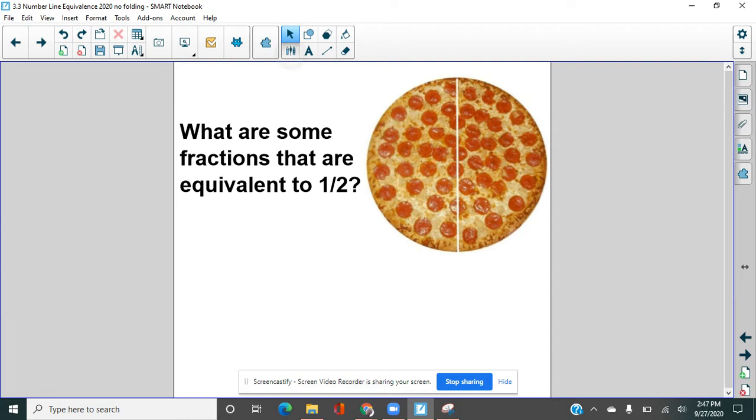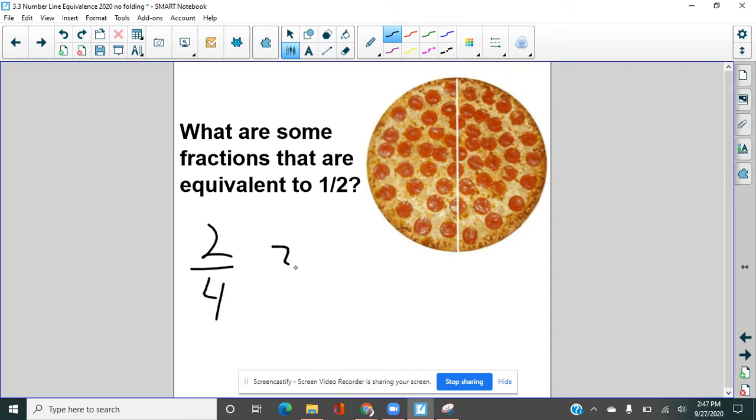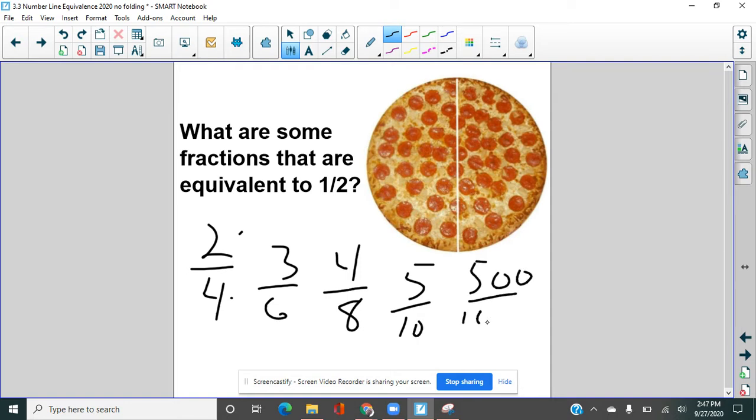All right, there's lots of things you could have said. A lot of people might have said 2/4 or 3/6 or 4/8, right? And one thing you can think about is, when you have fractions that are equal to half, the top number, the numerator, is half of the bottom number, the denominator. 5/10, right? Or you could have 500/1000. That seems big, doesn't it? That seems big, but it's the exact same as this, right?